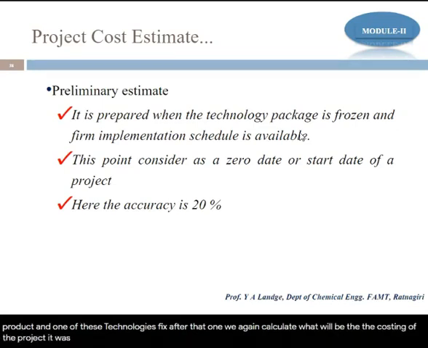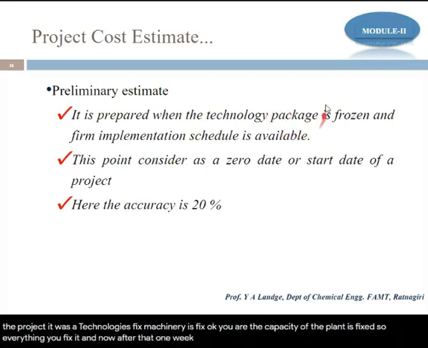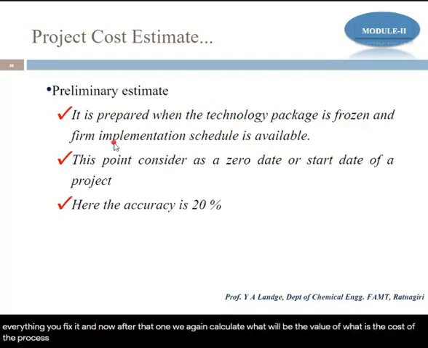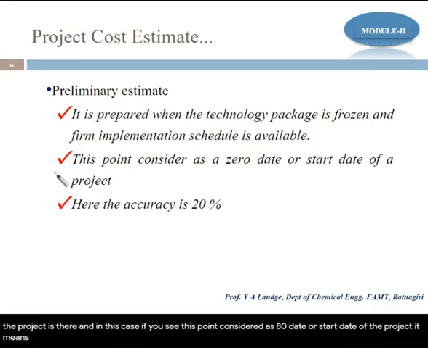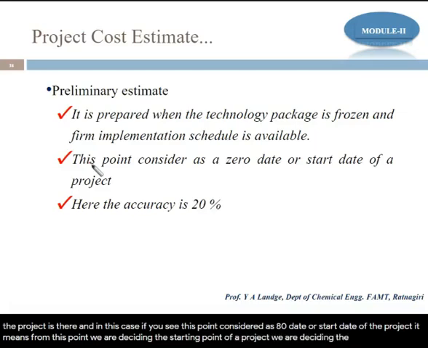It means technology is fixed, machinery is fixed, okay, the capacity of the plant is fixed, so everything you fix it. And now after that we again calculate what will be the value or what is the cost of the project, okay. And in this case if you see, this point is considered as a zero date or start date of the project. It means from this point we are deciding the starting point of our project.